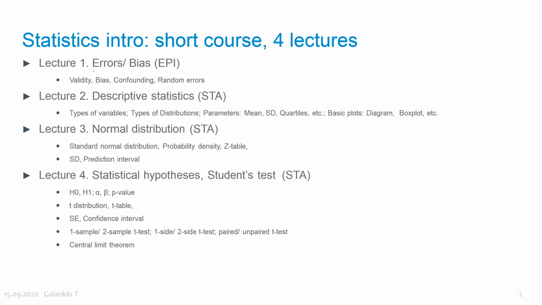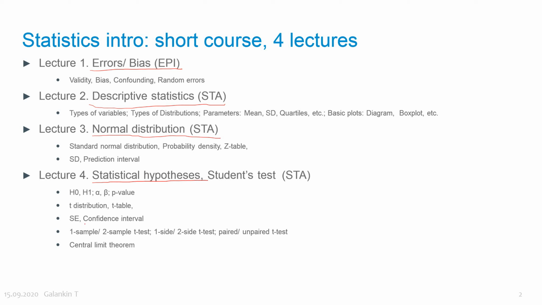We will start from an introduction to different types of mistakes, errors, that one can encounter while conducting a study. We will find out which of these errors might be controlled by statistics and which might not. Next, we will talk about descriptive statistics and pay special attention to normal distribution that we will use then for testing inferences.